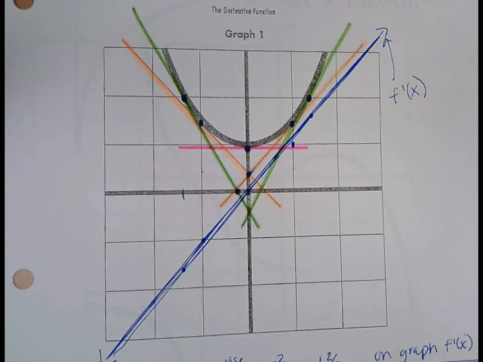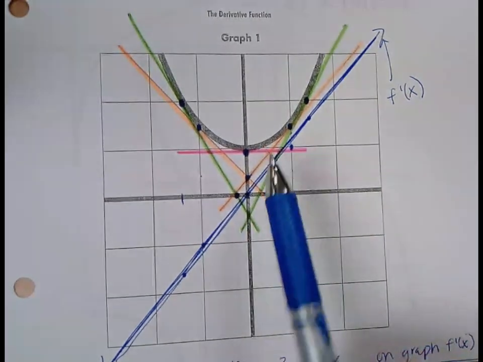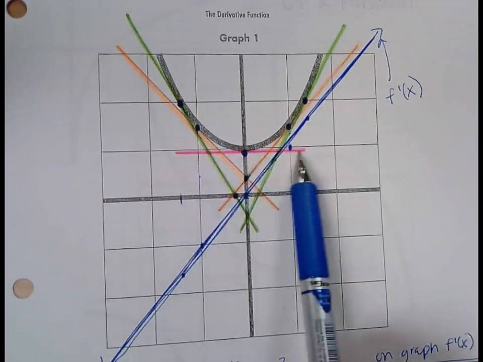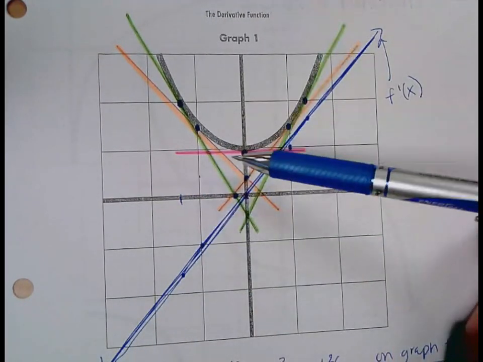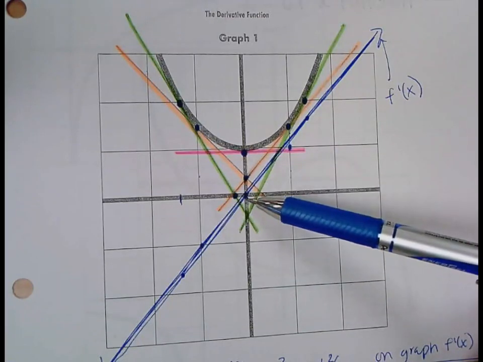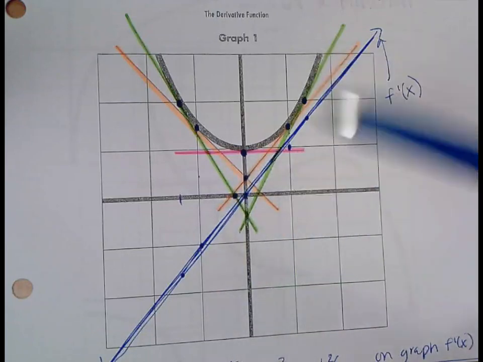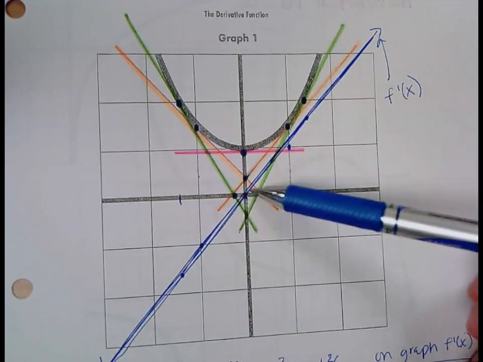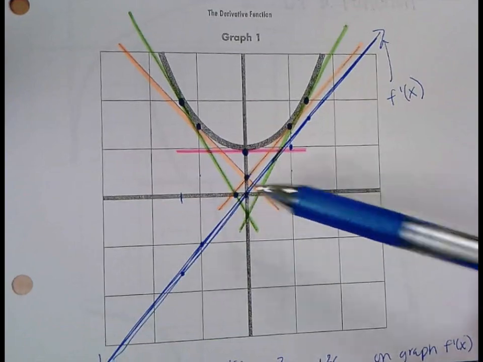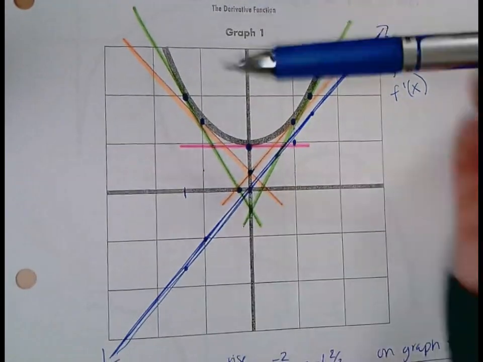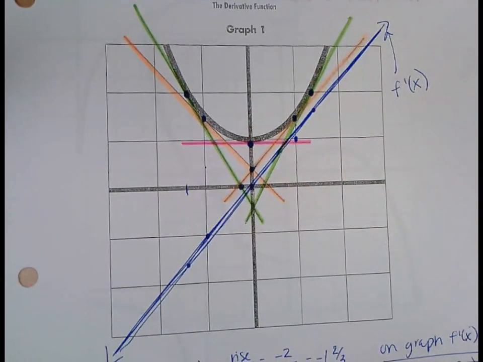So thinking back to the relationships we talked about yesterday, some things to notice here is that where f had a horizontal tangent, that is where f prime was equal to 0. So anywhere that f is going to have a horizontal tangent line, the derivative will cross the x-axis. We talked about that yesterday. And then also, we talked about the relationship between f, or the original function, increasing and decreasing, and what that meant for f prime.